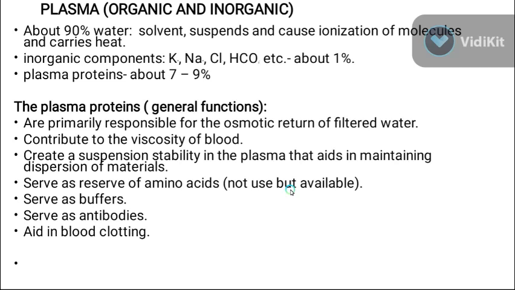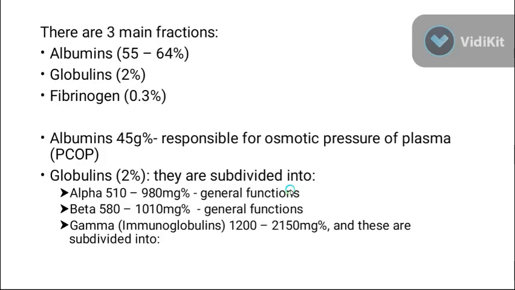The plasma proteins, general functions: are primarily responsible for the osmotic return of filtered water. Contribute to the viscosity of blood. Create a suspension stability in the plasma that aids in maintaining dispersion of materials. Serve as reserve of amino acids, not used but available. Serve as buffers. Serve as antibodies. Aid in blood clotting.